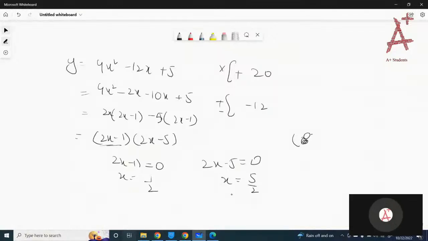So the first point is x equals 0.5 and y equals 0, and the second one is x equals 2.5 and y equals 0. These are the 2 points that are the same distance from the axis of symmetry.